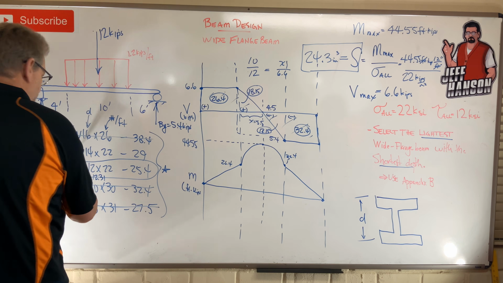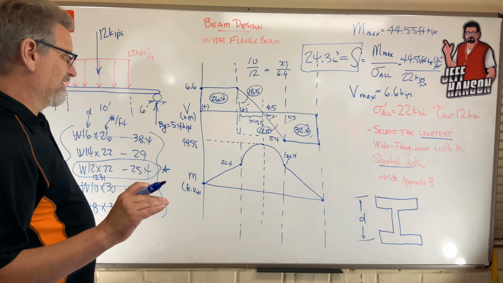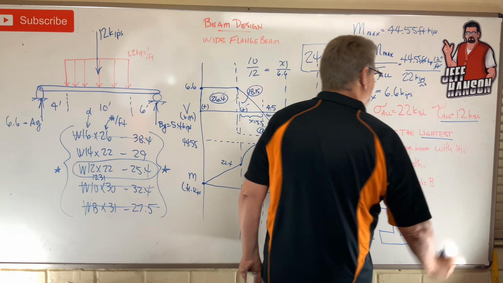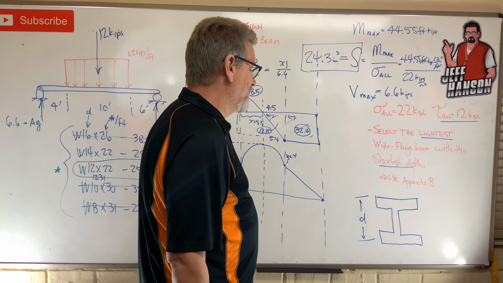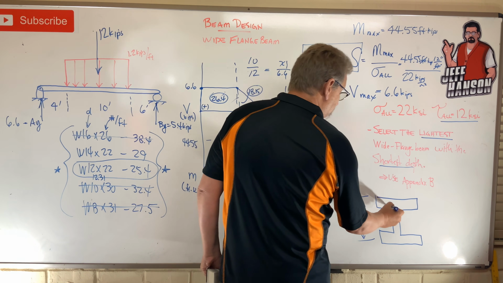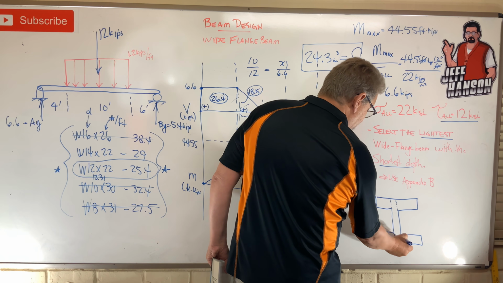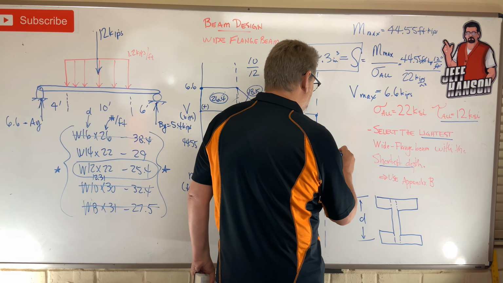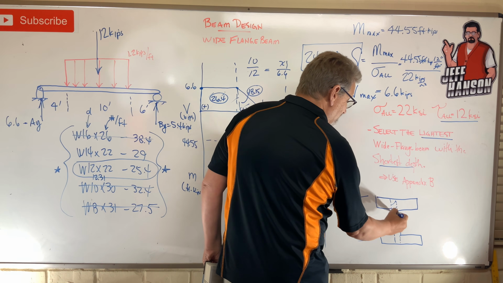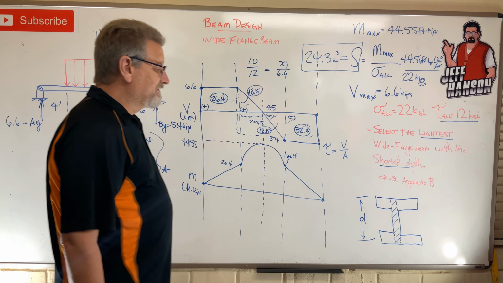You are the winner. Now, last thing. Does it meet this criteria? Does it meet that criteria? We better check it, right? Now, if you remember from our last video, shortcuts for I-beams says that we can do tau equals V over A, but A is special. A is just this right here. So it's the width of the web times D, the height.